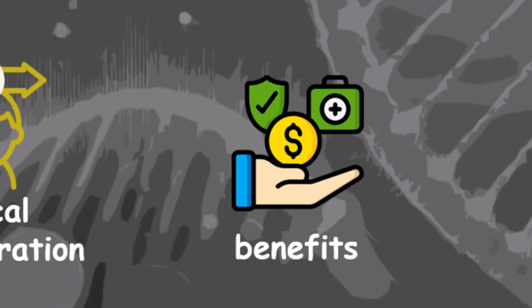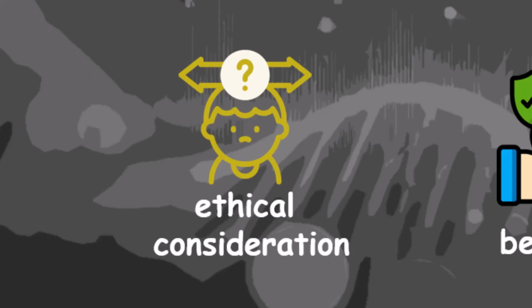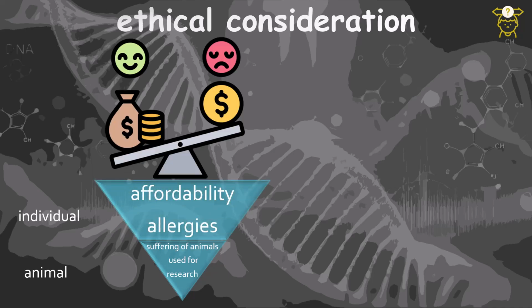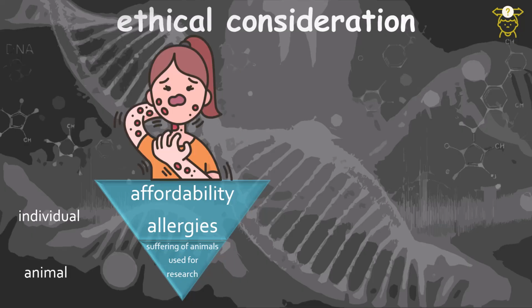Despite the benefits, there are ethical concerns. First is the welfare of animals, as animals used in research suffer during experiments. At the individual level, genetic engineering might be how inequality looks like, as it may not be affordable for everyone. There are also concerns about allergies from new proteins produced if the genetically modified animals or plants are meant for consumption.